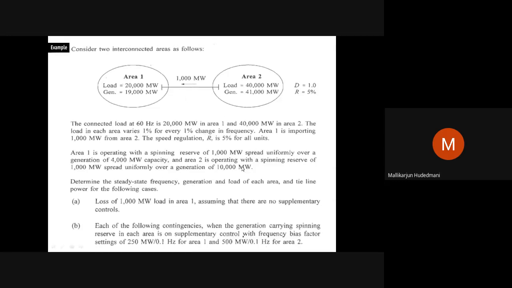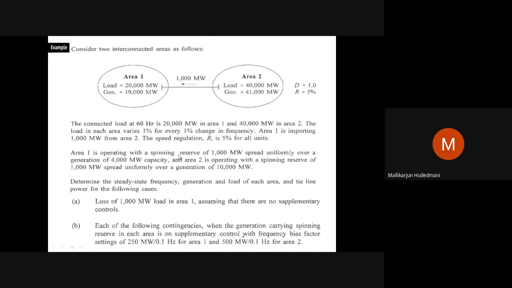Two areas are interconnected. The load and generation of this area are given, and the load and generation of the other area are given. D of these total areas is given, D here and D here. R is 5%, 5% here. The power exchange among the areas is 1000 megawatt, given graphically and also narrated here, how the scenario is mentioned.